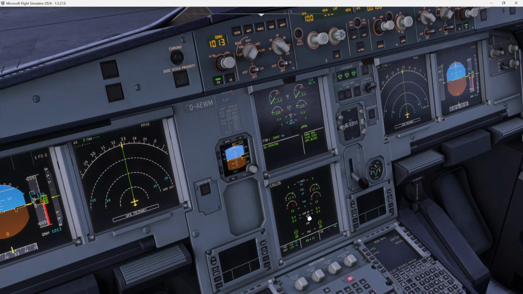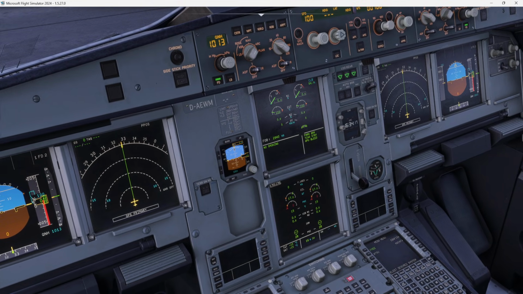So we can see here we have vibration N1 and vibration N2, meaning the vibration of the fans, high pressure, low pressure compressor turbine, low pressure turbine and low pressure compressor, and the high pressure turbine, high pressure compressor. We need to monitor the vibration, that they are not vibrating. If they are vibrating too much, it means we can suspect an engine failure.